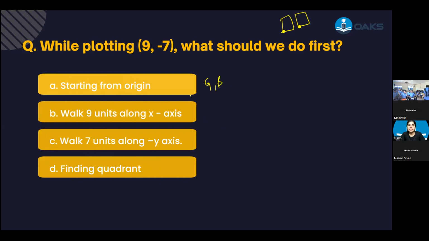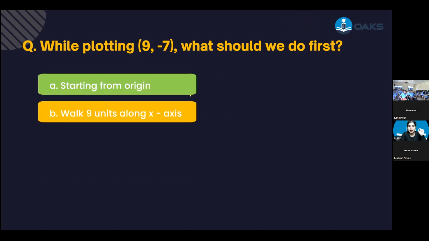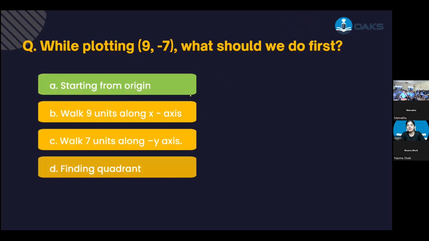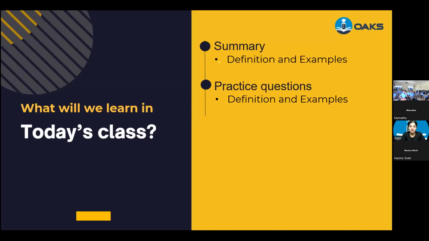Thank you so much. So whatever the point, 9 comma minus 7, 0 comma minus 3, any point, plotting will start from the origin. So both have given the correct answer. Starting from origin is the correct answer. So after this question, boys are at 4 points and girls are at 2 points. Okay, so we are done with this question.